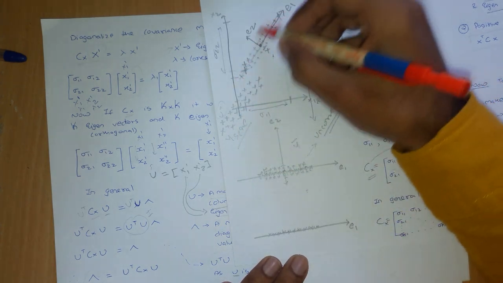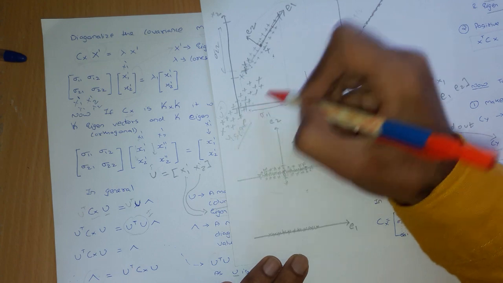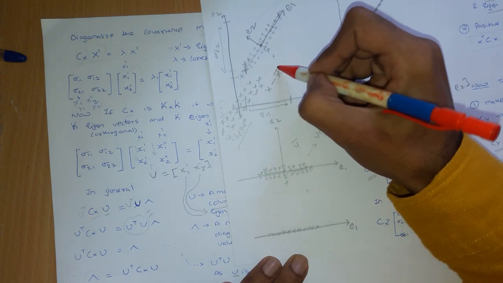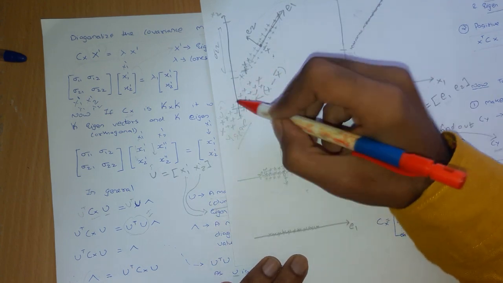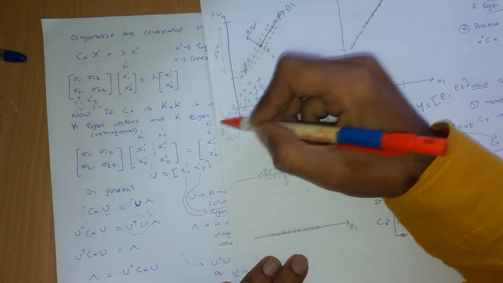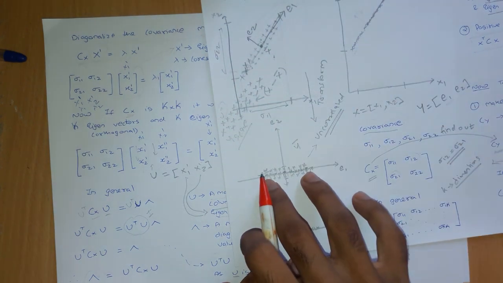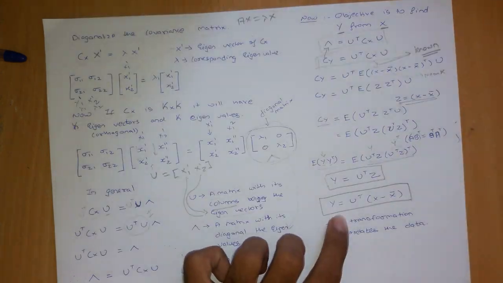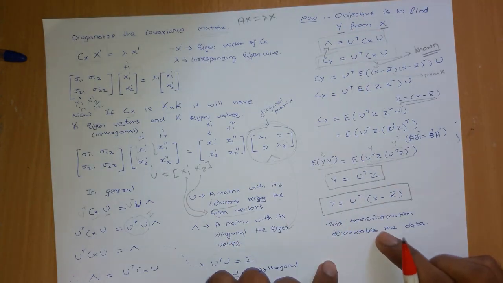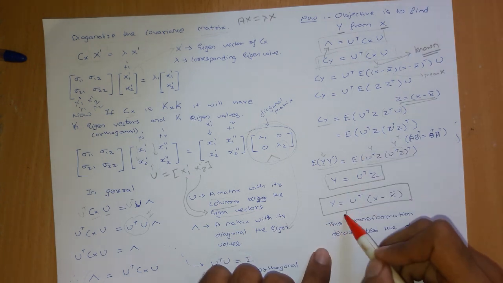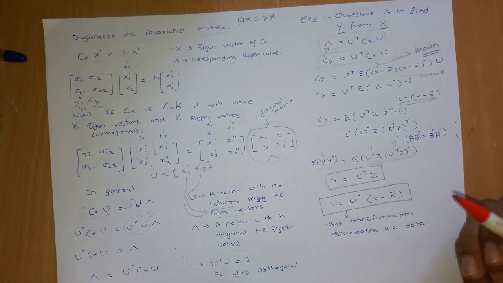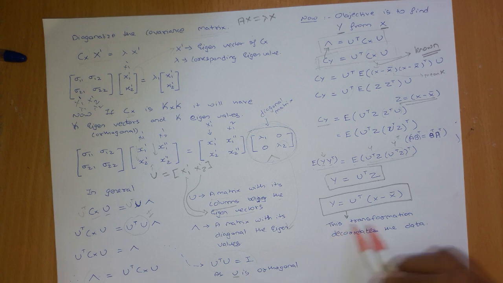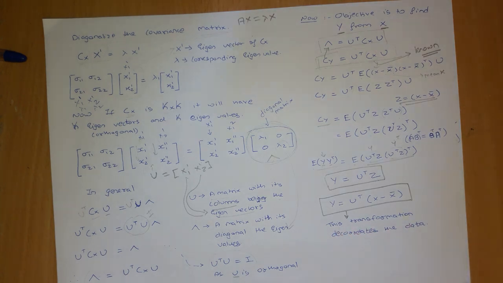So when I'm subtracting the mean from this whole data, this is nothing but x minus x bar that I've plotted over here. And then when I multiply this with u transpose, it is going to give me this, because it should be uncorrelated. That is the condition we have found. So by this transformation, our data is uncorrelated, or this transformation decorrelates the data.